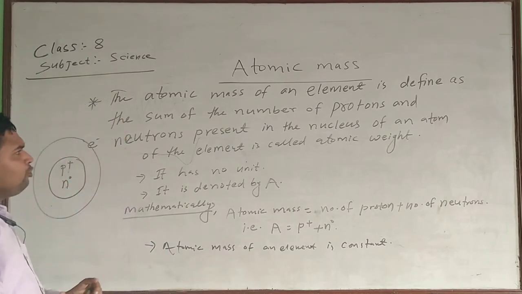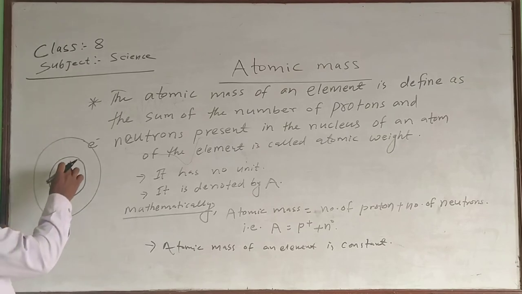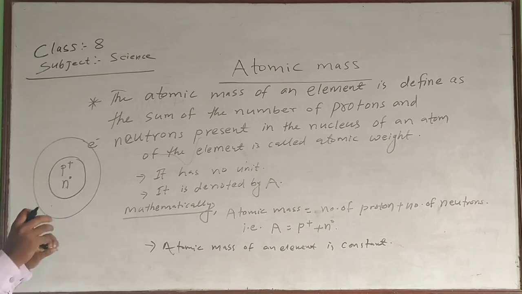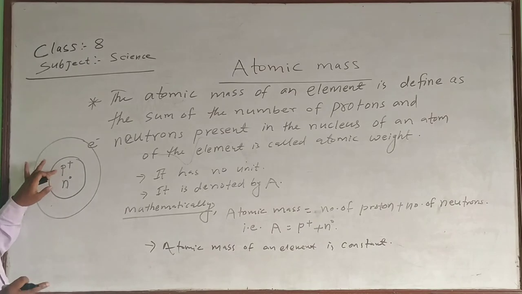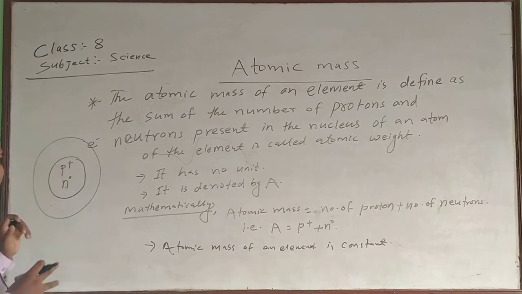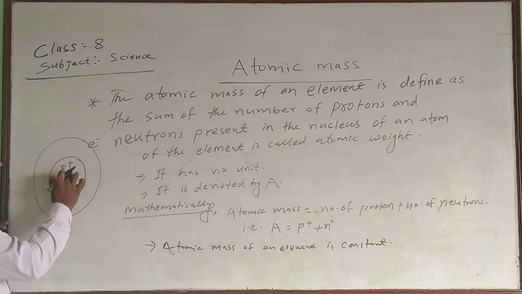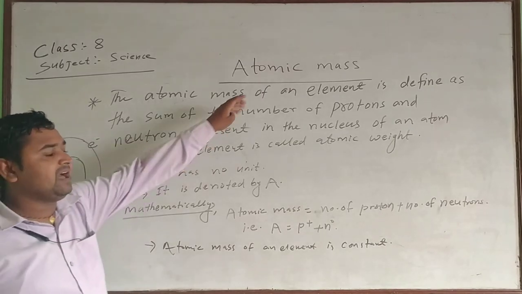It means atomic mass. Here we have seen the sum of the nucleus: the sum of the subatomic particles which is present inside the nucleus. What are the subatomic particles which is present inside the nucleus? That is proton and the neutron. It means its sum. Isko artha ke ho? Proton ra neutron ko sum barabar atomic mass.